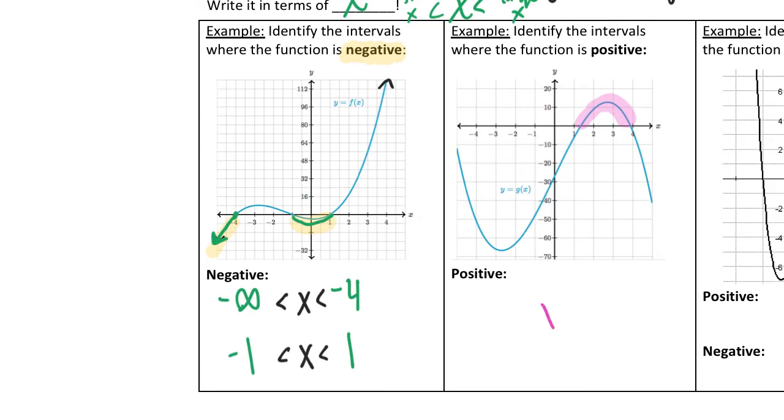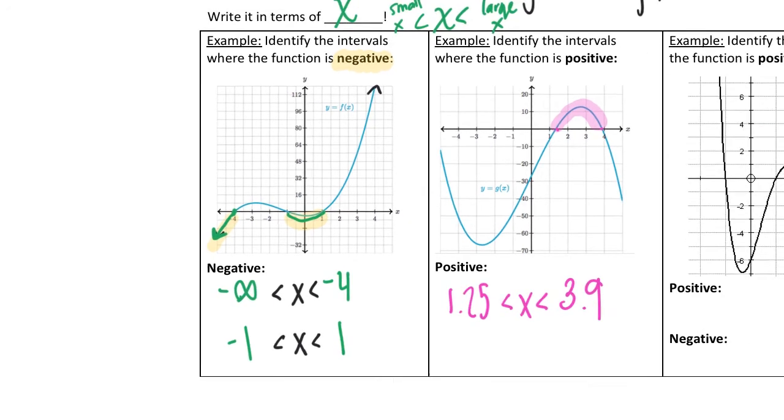Let's set up our one inequality since we only have one region. And let's estimate that x value. We'll say it's like at 1.25. It's where it starts becoming positive, and then it ends around 3.9, we'll say. If you came up with different decimals, it's just an estimation. That's okay.